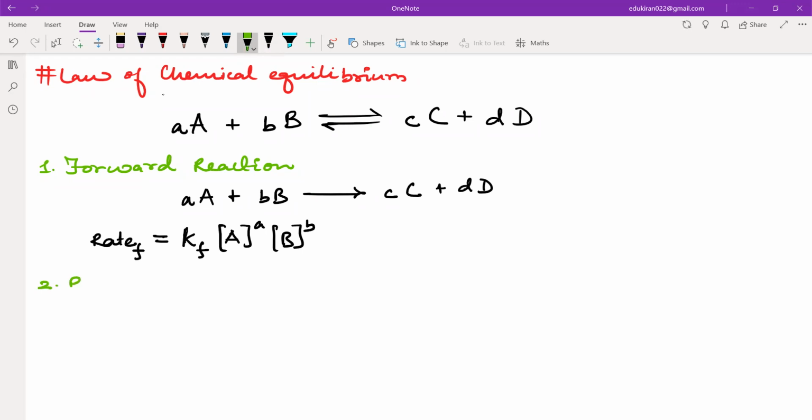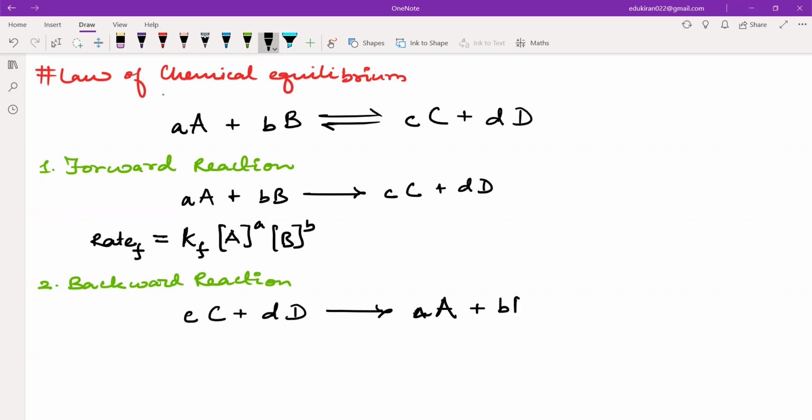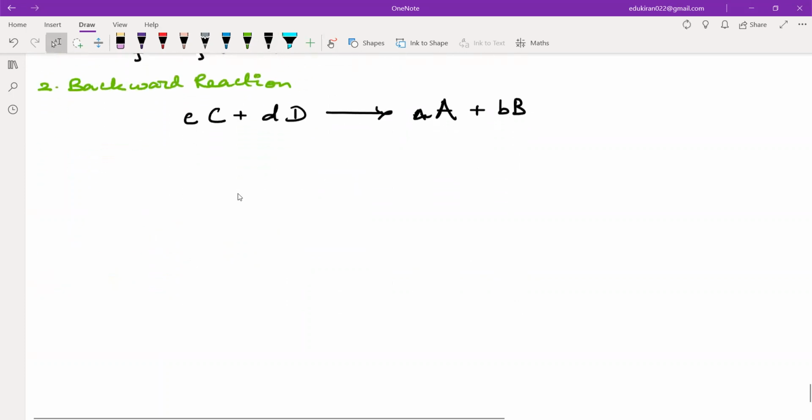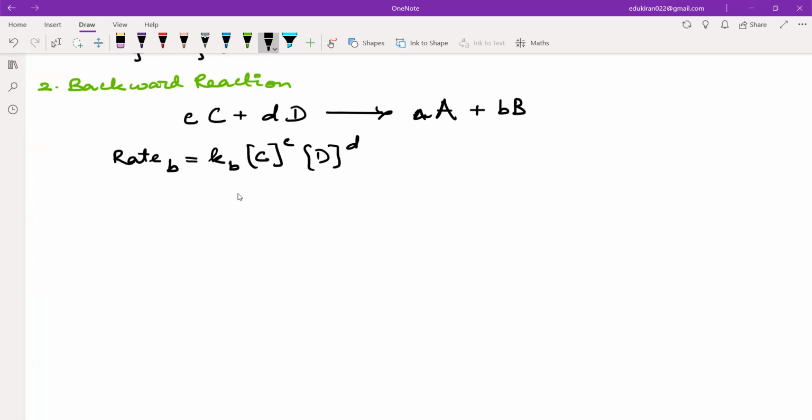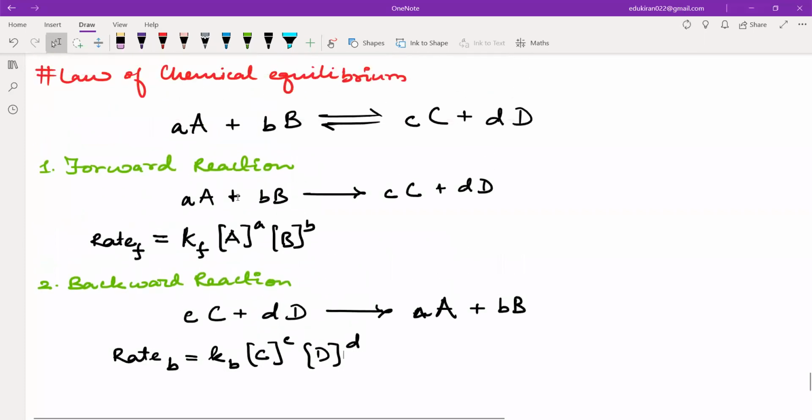Next, we have the backward reaction. In the backward reaction, we have cC plus dD giving me aA plus bB. Now, in this case, the rate of backward reaction is equal to KB into the concentration of C to the power c and the concentration of D to the power d. Okay, any problem till here, guys? No, sir. Okay, so moving on.